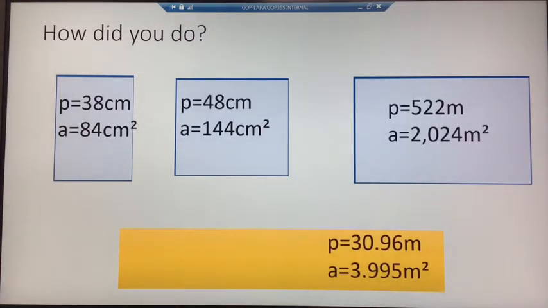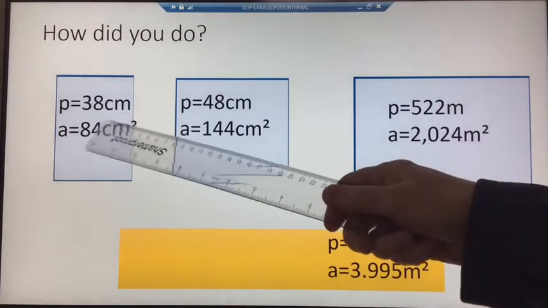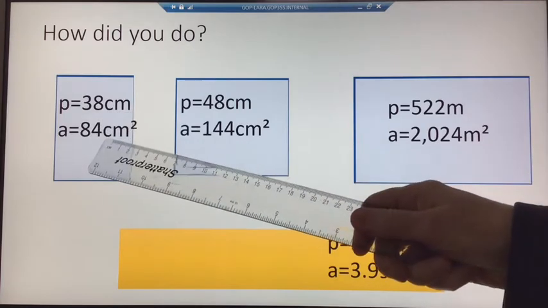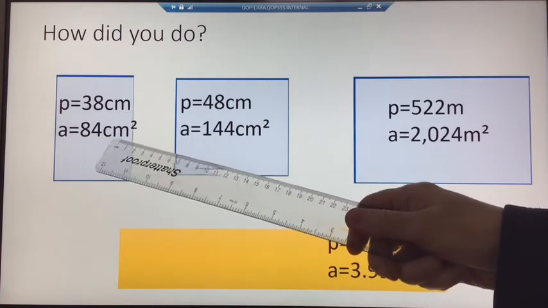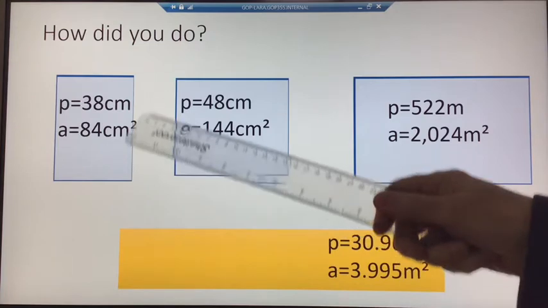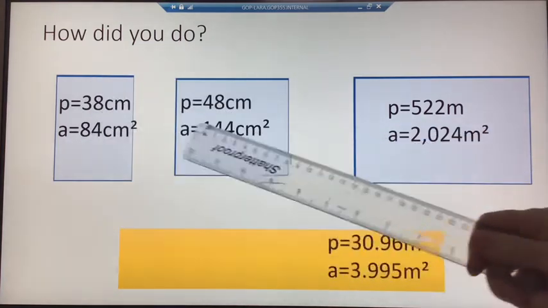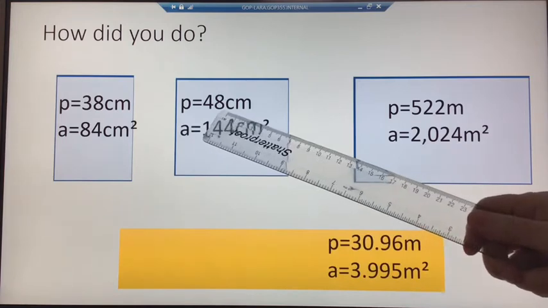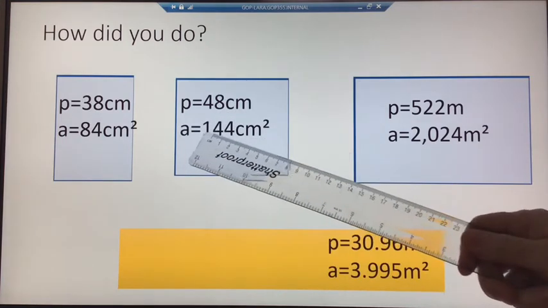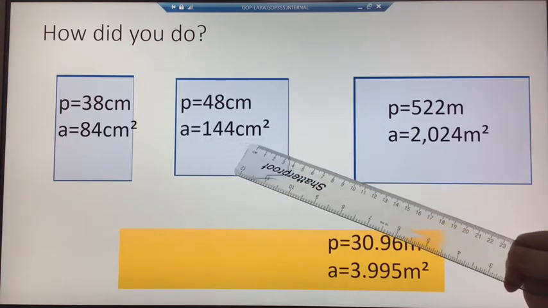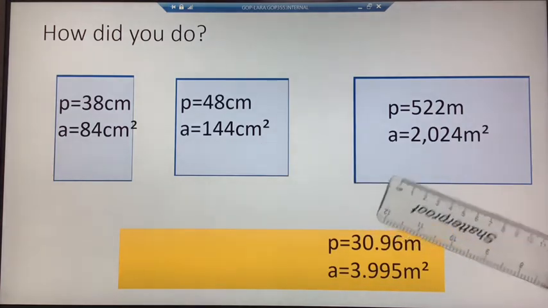How did you get on? Well, the first rectangle has a perimeter of 38 centimetres and an area of 84 centimetres squared. Just check you've got the correct units. Perimeter of the square is 48 centimetres and the area is 144 centimetres squared.